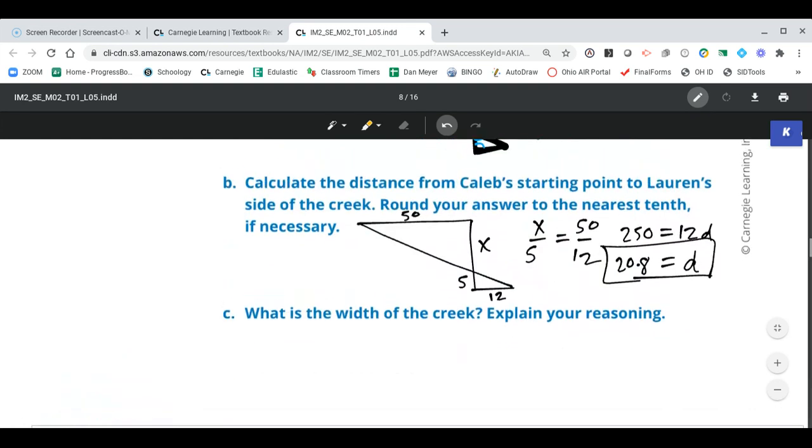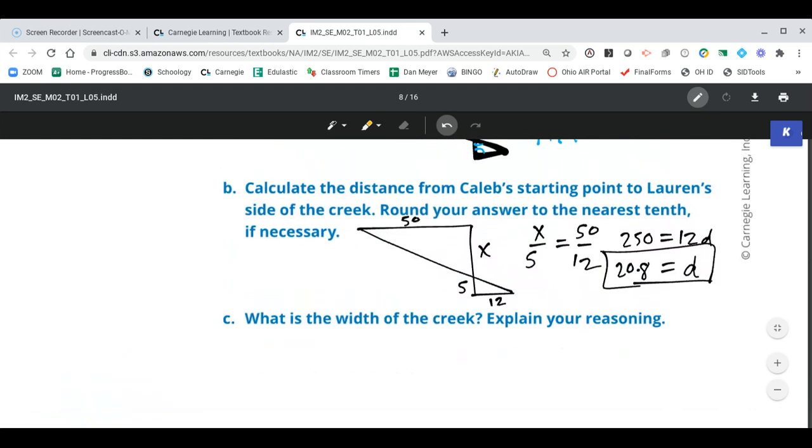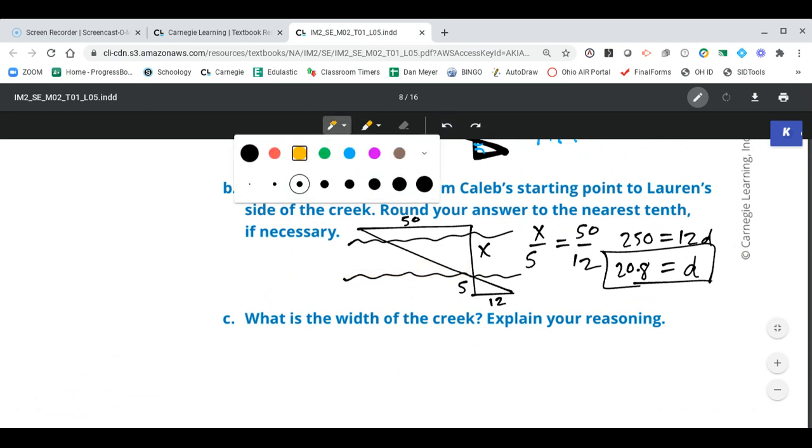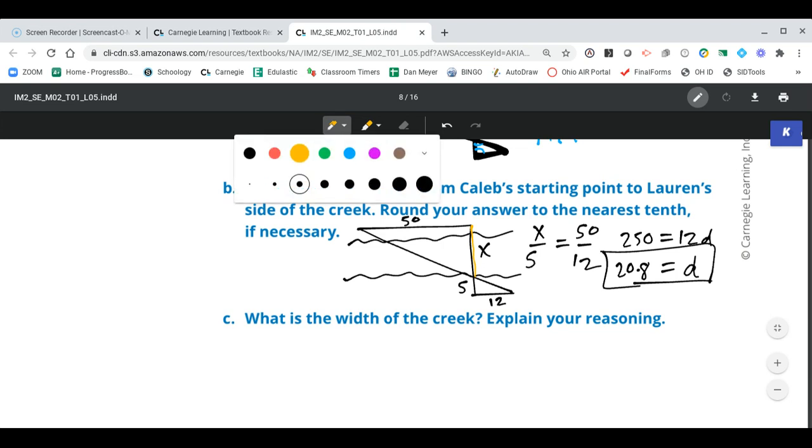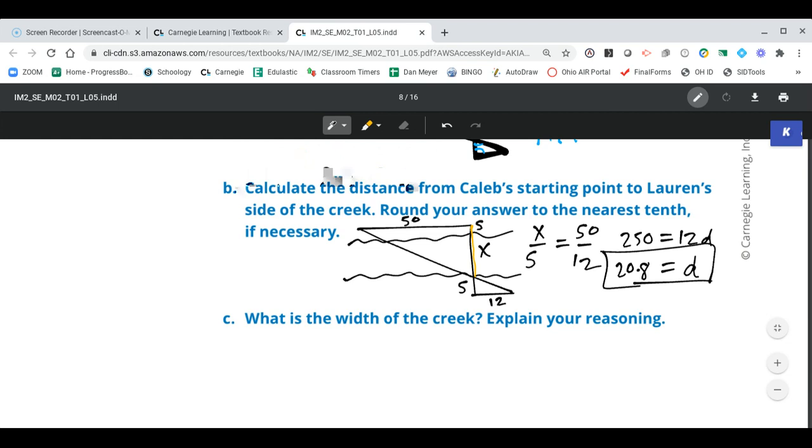Part C says, what's the width of the creek? Well, if I go back up to my picture, the creek is not all of that right there. So if the entire thing is X, if I highlight that, from Caleb all the way over to Lauren's side of the creek, all of that is 20.8. Well, in the beginning, we're told that Caleb was standing 5 feet from the creek as well. So we would do 20.8 minus 5, and that would give us the width of our creek, which would be 15.8 feet.